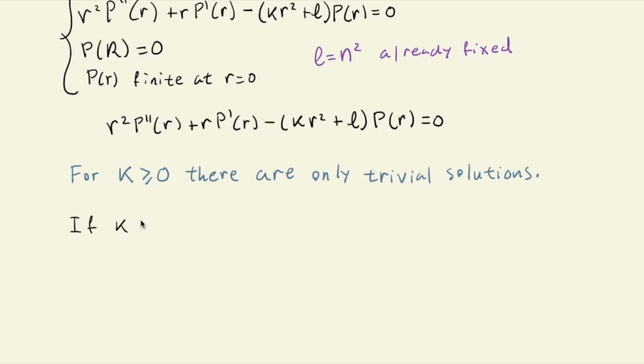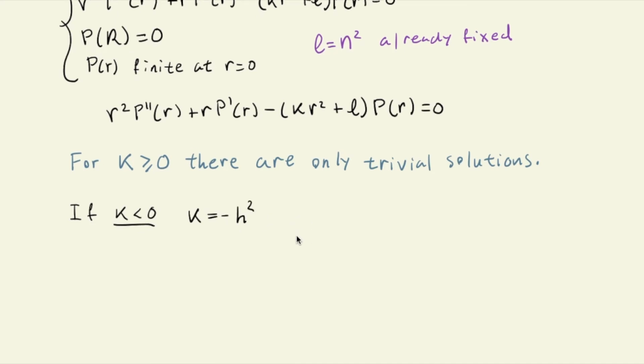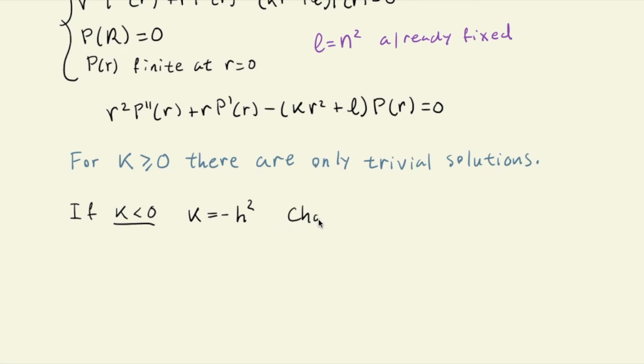So if k is negative, then let's call k equal to minus a number h squared, because it's a negative number, so we can write it like that. And then we're going to change variables.